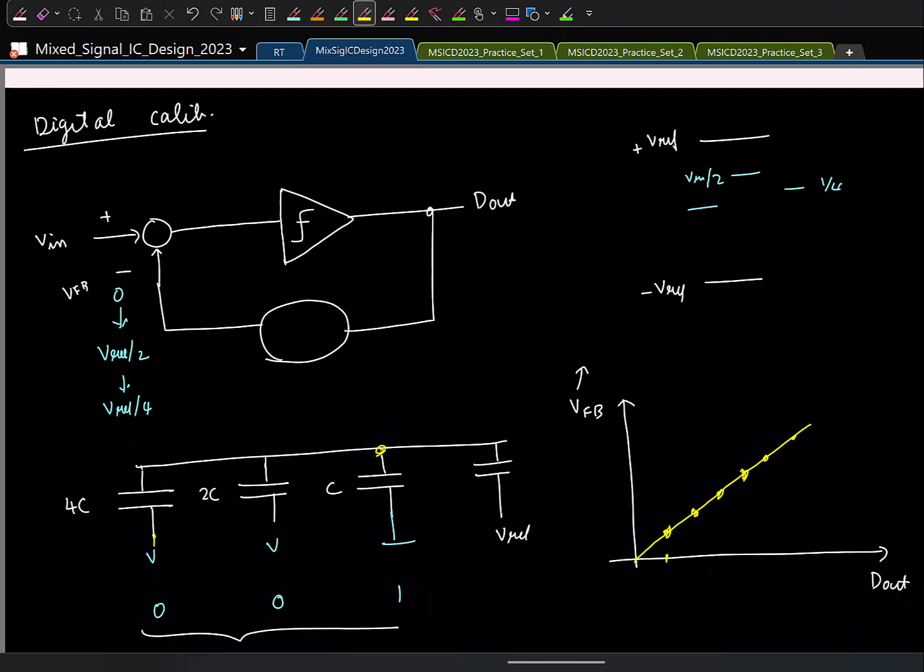So now let's assume that there is mismatch in the capacitors, which means this is going to be some delta C1, and this is plus some delta C2. Now what will happen?